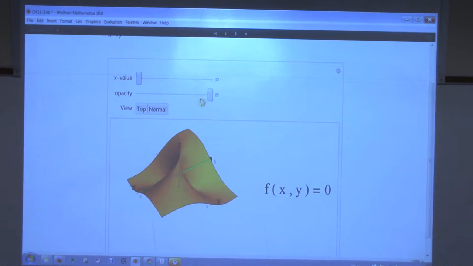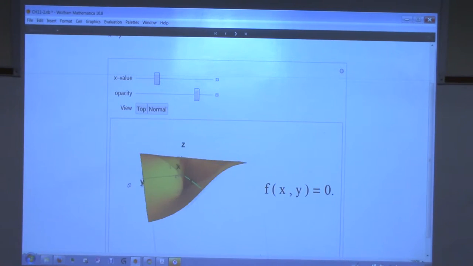So let's come in along the x-axis. There's my x-axis coming in. Notice that we're just running along the edge of this graph. I don't know if y'all can see that.